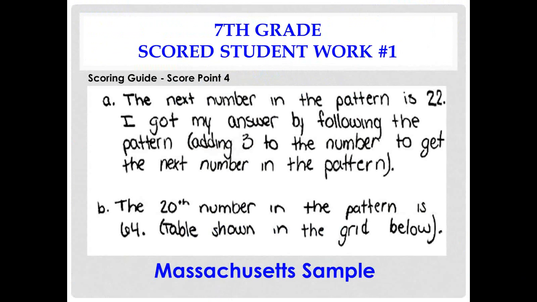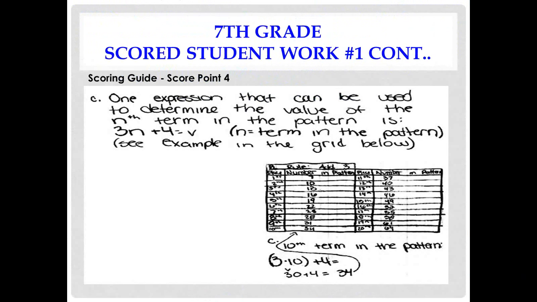Okay. Part B says, what is the 20th term in the pattern? The student responded, the 20th number in the pattern is 64. And I will provide a copy of the grid where they provided that information for you on part C, at the bottom of part C.